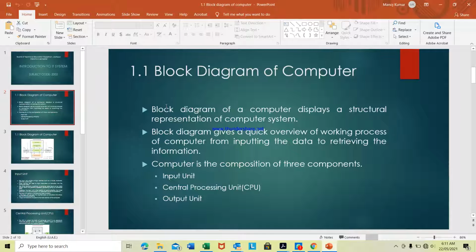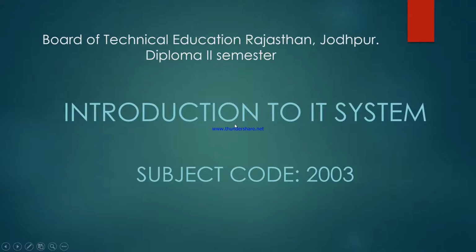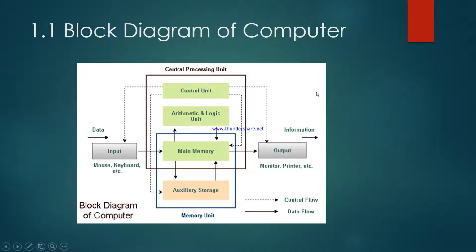The main components of the block diagram of a computer are the input unit, the central processing unit, which is also called CPU, and the output unit. If we see the block diagram of a computer, it looks like this. This is the input unit, this is the output unit, this one is the central processing unit, CPU, and finally this one is the memory unit.